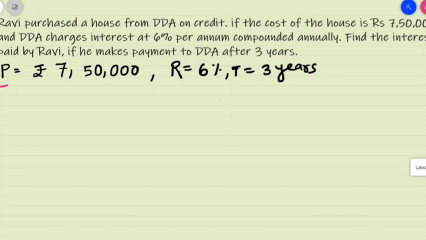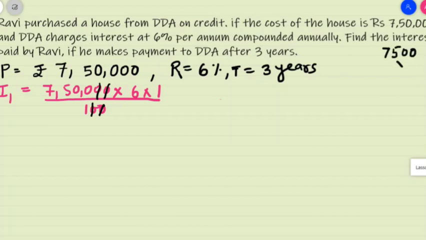So therefore let us see what will be the interest for the first year. For the first year it will be P into R into T divided by 100. Children, please pay attention. 7,50,000 is the principal amount here and rate is 6% and time 1 year, by 100. Now look here. If you cancel these two zeros with these two zeros, now you will be getting 7,500 into 6. This is your first year's interest.